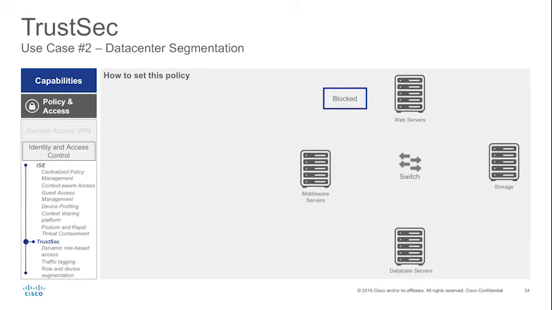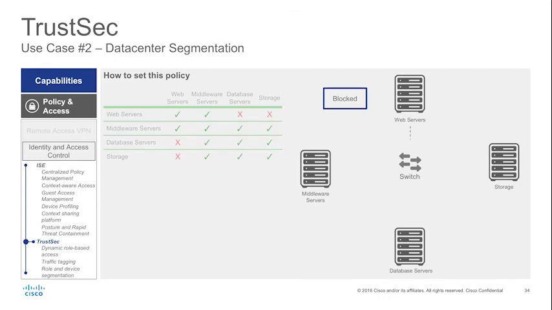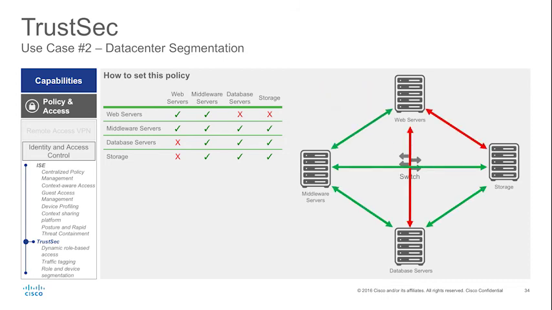All servers can access storage, but web servers and database servers have restricted access to each other. With this server setup, when a web server needs access to a middleware server, the access is granted. The request goes through and information is retrieved. But when the web server requests access to a database server, the switch blocks it instead, restricting that access.